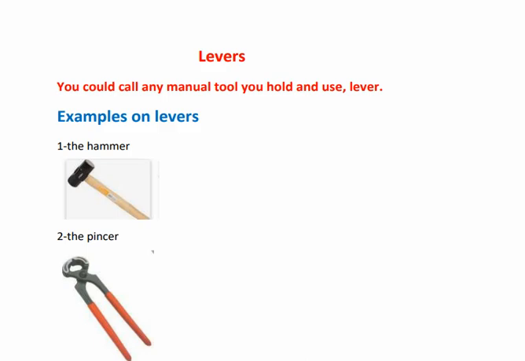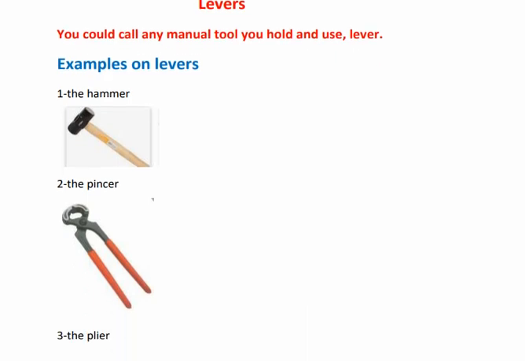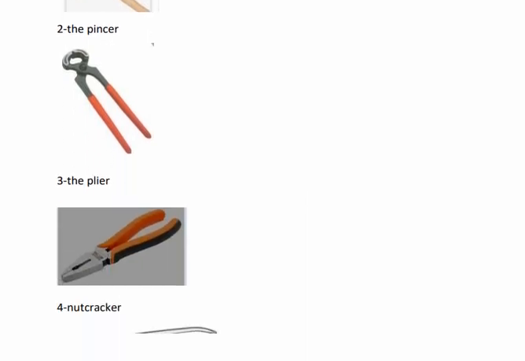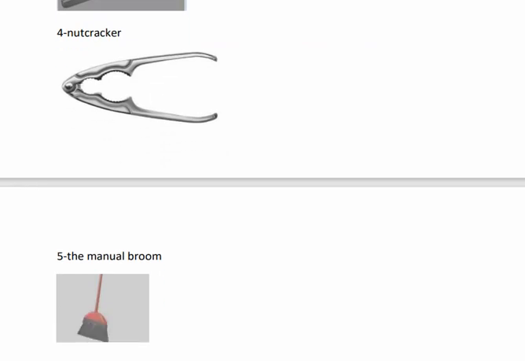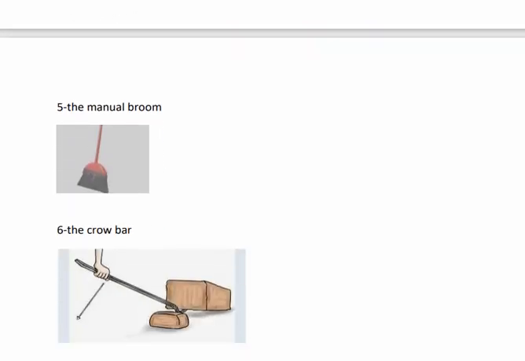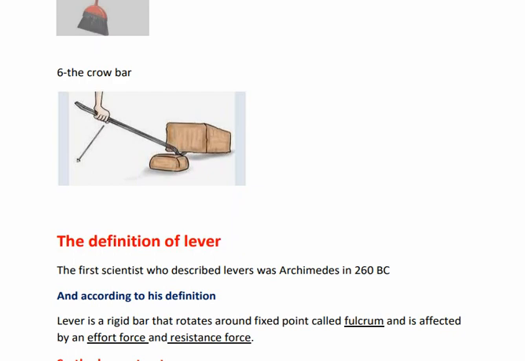Examples of levers which we use in our daily life: the hammer, the pincer, the plier, the nutcracker, the manual broom, the crowbar.